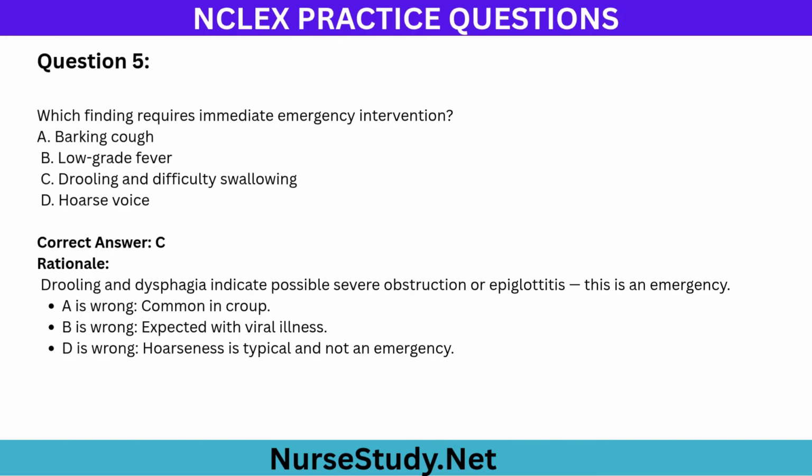Correct answer. C. Rationale. Drooling and dysphagia indicate possible severe obstruction or epiglottitis. This is an emergency. A is wrong. Common in croup. B is wrong. Expected with viral illness. D is wrong. Hoarseness is typical and not an emergency.